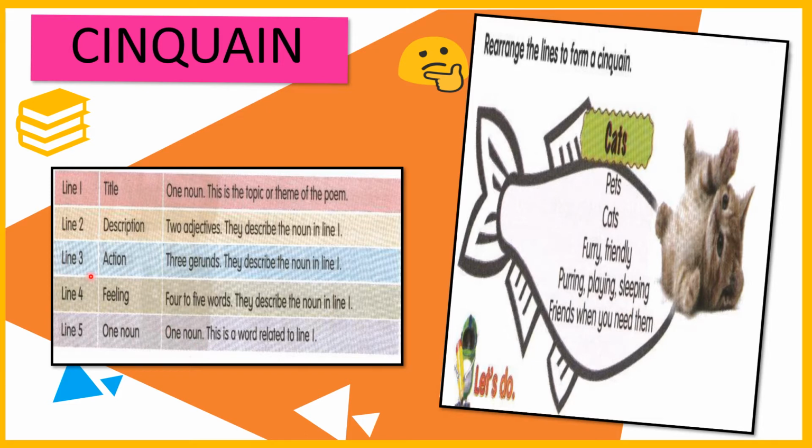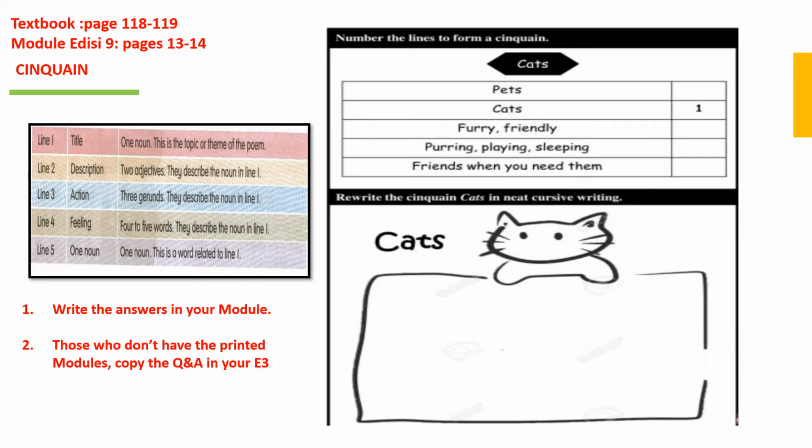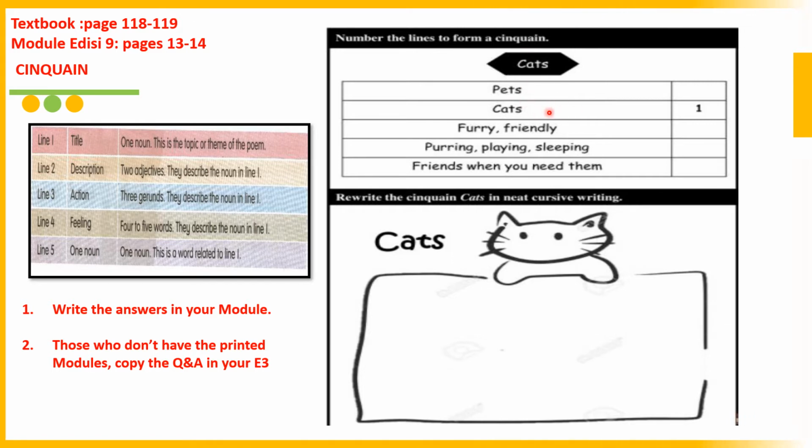And then line number 3, the action. We use the gerunds, so look at the gerunds. And then line number 4, the feeling. And line number 5, one noun. So try to rearrange this CINQUAIN. This is your task. Number the lines to form a CINQUAIN. Number 1 is Cats, because line number 1 must be the title, and then you rearrange the rest of the lines. After that, you need to rewrite the CINQUAIN Cats in neat cursive writing. So write the answers in your module.